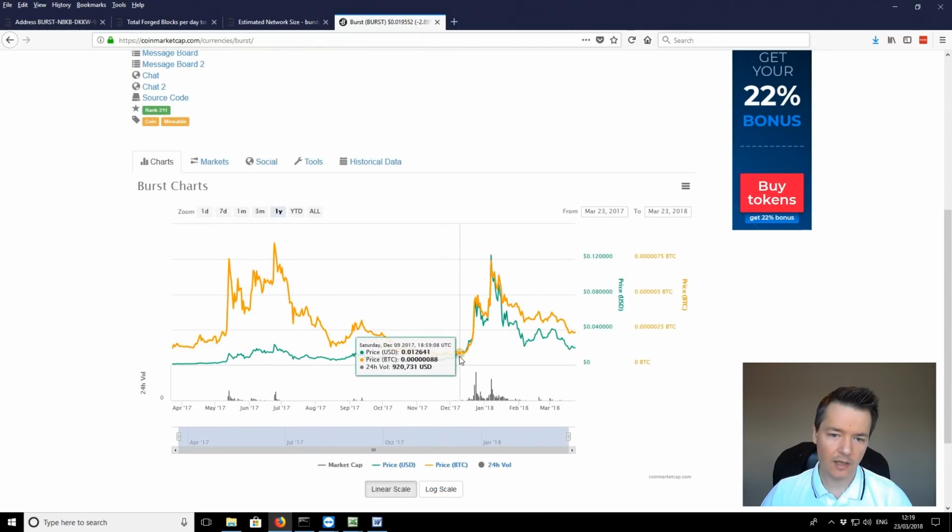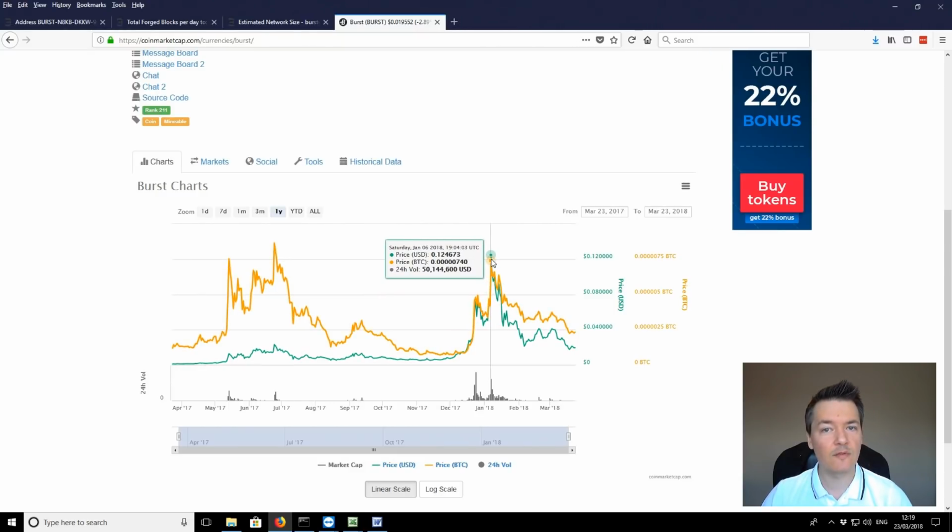So you can see throughout December, we got that McAfee pump in the late December period. It moved on from there, and then January got a real big boost. You can see it was over 12 cents per Burstcoin, which is the highest it's ever been. So that was an all-time high there, a significant increase in price.